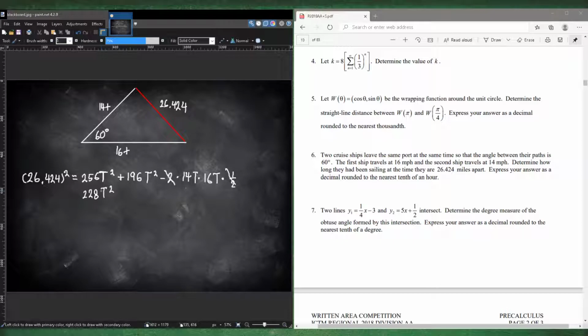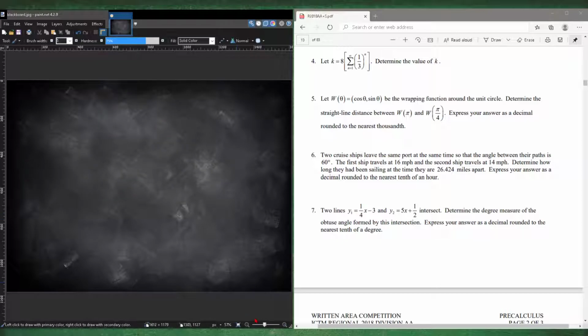So to get our answer, we just have 26.424 squared divided by 228, and then take the square root of that, and we get a t of 1.7 hours. And that's basically it. Okay, so that was for number 6. Now let's go to 15.